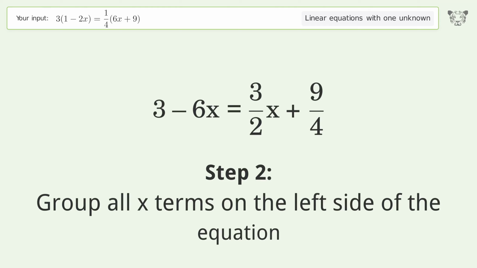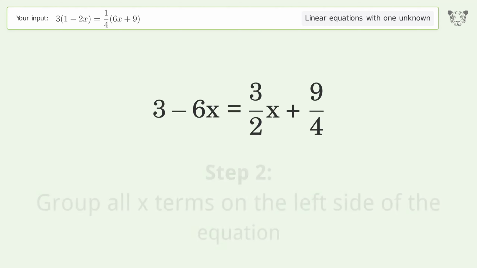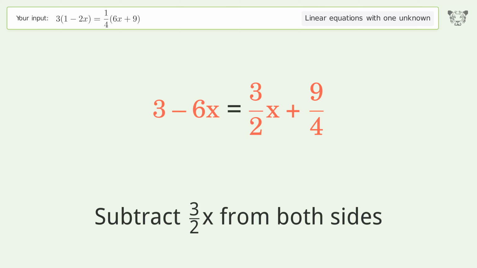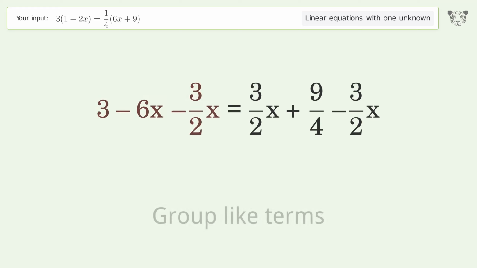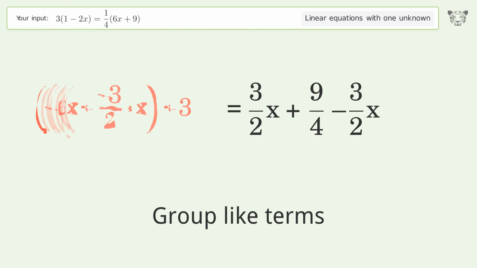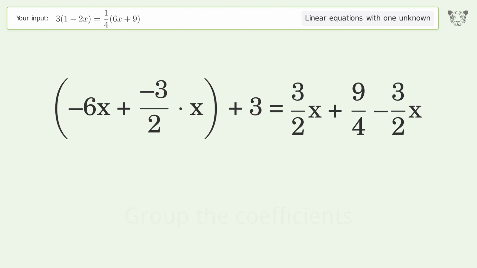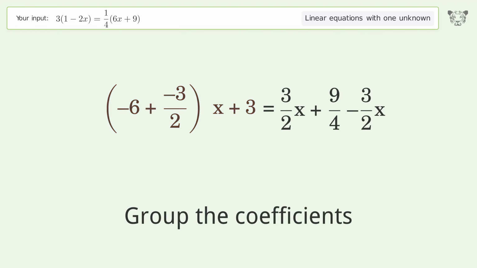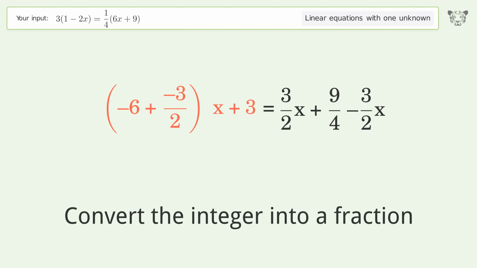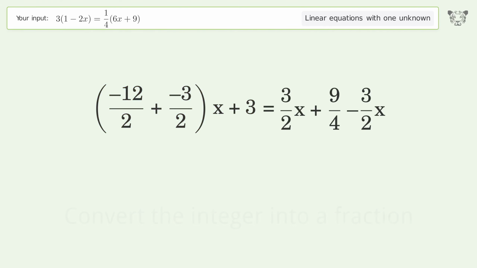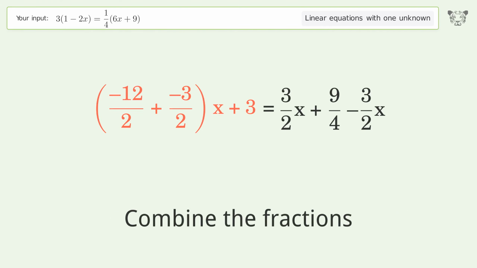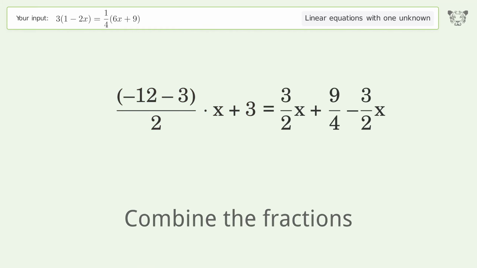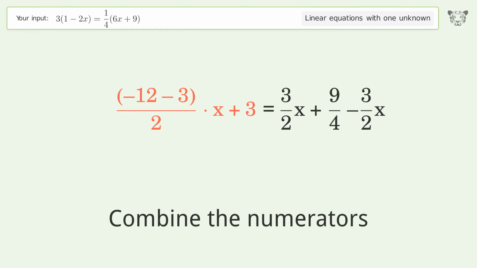Group all x terms on the left side of the equation. Subtract 3 over 2x from both sides. Group like terms. Group the coefficients. Convert the integer into a fraction. Combine the fractions. Combine the numerators.